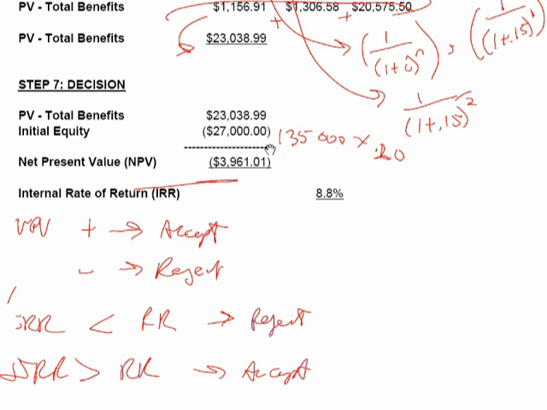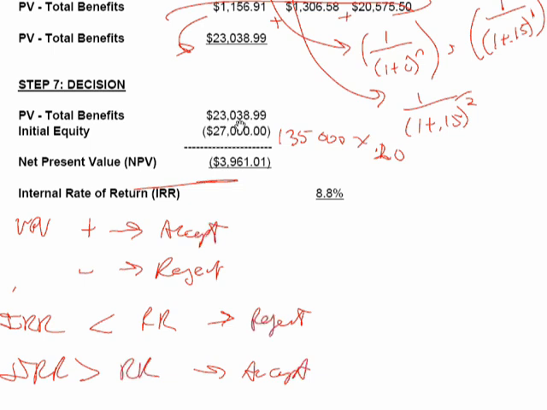The initial equity, okay, remember the investor had $55,000 to spend up to, but we didn't invest that much in this property because the acquisition price was $135,000 and we only put in 20% of that. Remember, we borrowed 80%. So the lender put in 80%, we had to come up with 20% or $27,000. So here's our benefit, $23,038, and here's the total cost of the investment to the investor, the $27,000.